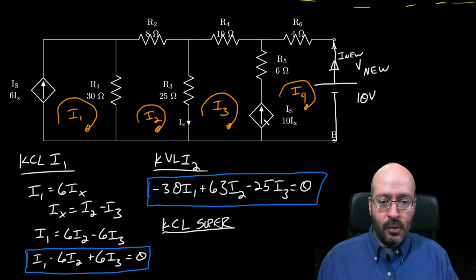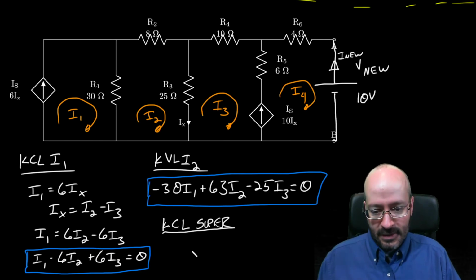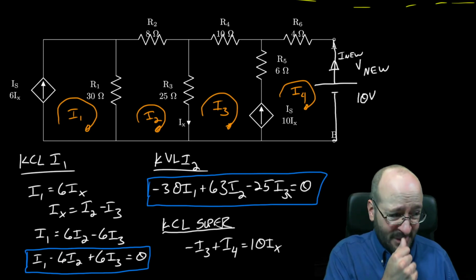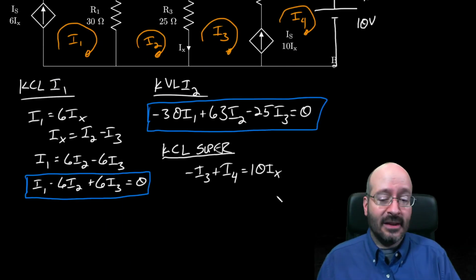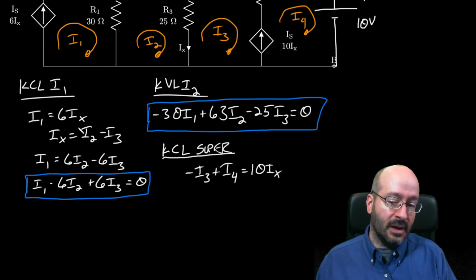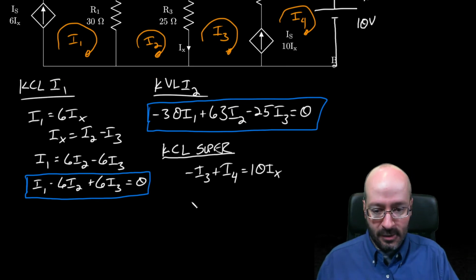Okay, so for the KCL, I3 touches it, it goes in the opposite direction. I4 touches it, it goes in the positive direction, and that's all equal to 10IX. It's the same IX as long as I stay within the same problem. So I can use this, and I can plug it in over there.